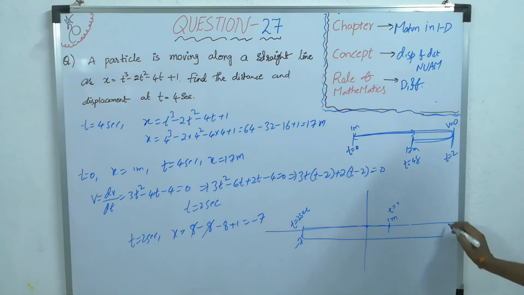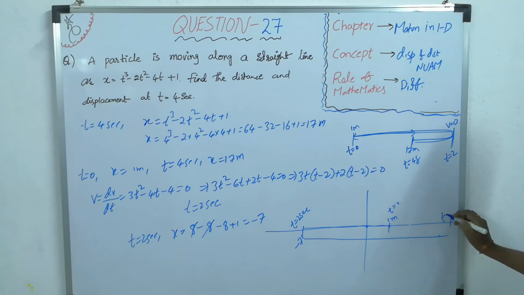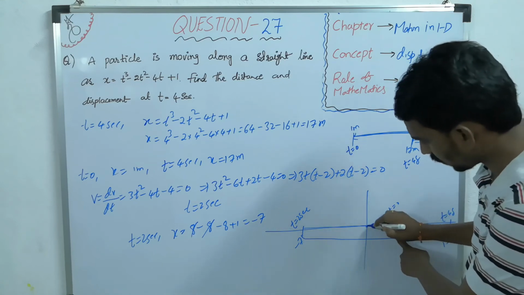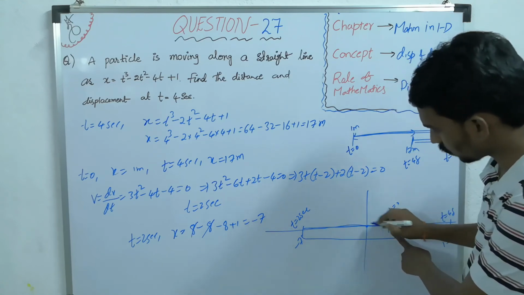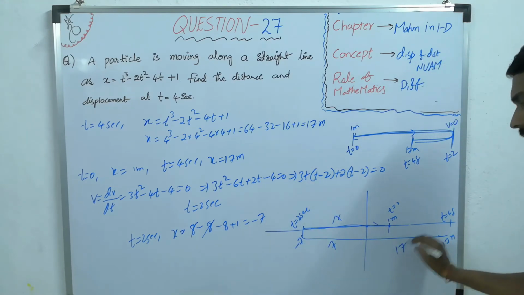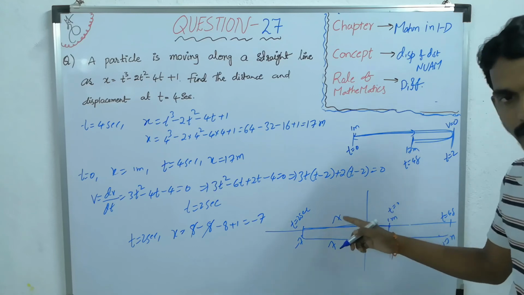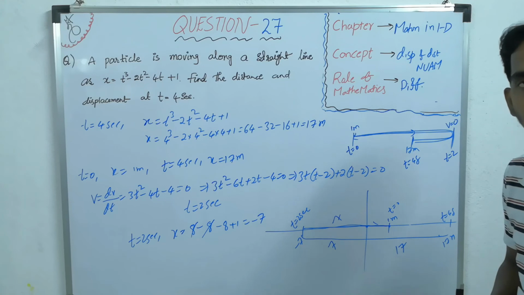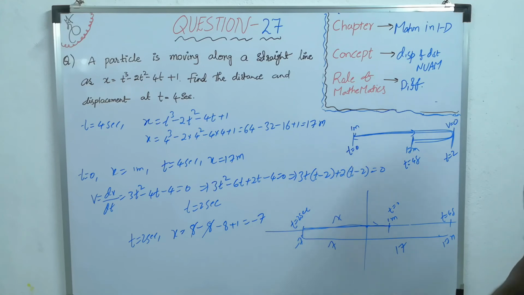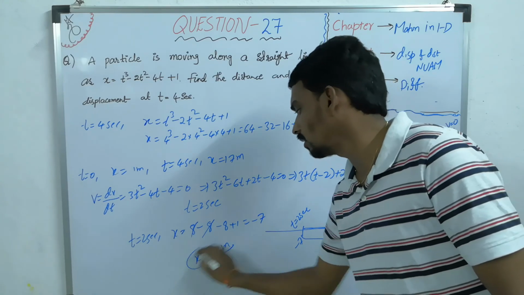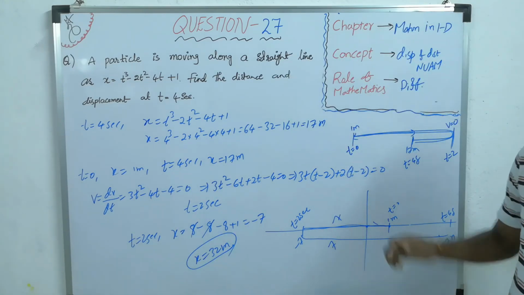So it reversed the direction. Now it reached a position of 17 meter. From 1 to minus 7: this is 1, this is 7. So this is also 7, and this is 17. So 1 plus 7, 8. 8 plus 7, 15. 15 plus 17, how much? 32. So what is the total distance covered? 32 meter. So this is the way.